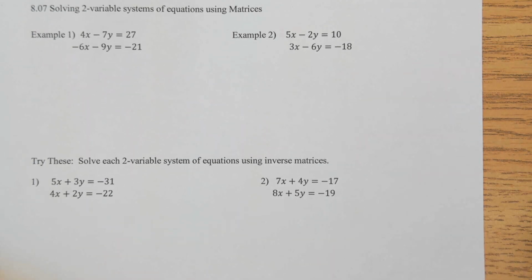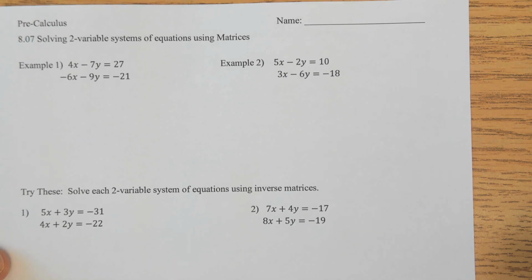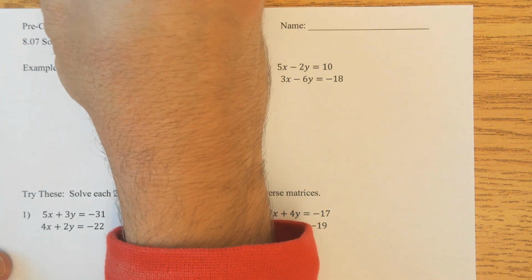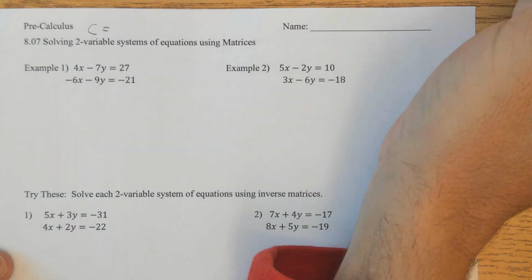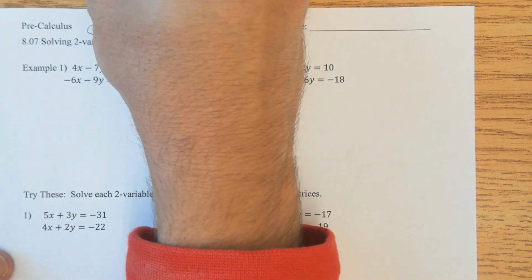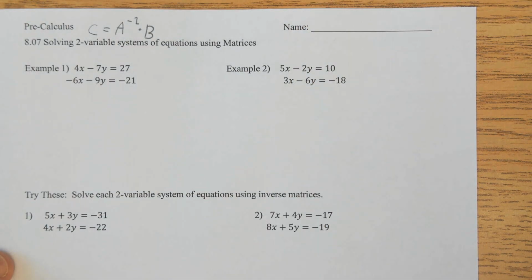All right, so today we're going to be solving a system of equations using matrices, okay? And so how we solve, it's going to look like this. C will be our solution, and so to solve for our two solutions for x and y there, it's going to look something like this. It's going to be A inverse times B. That's our formula every time, okay?